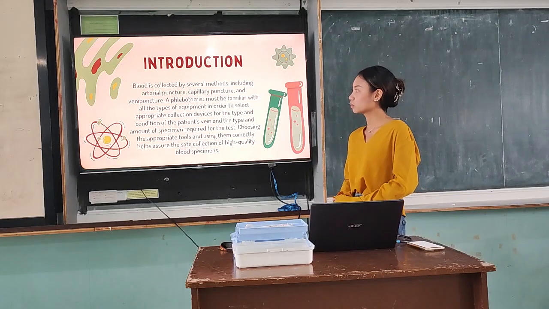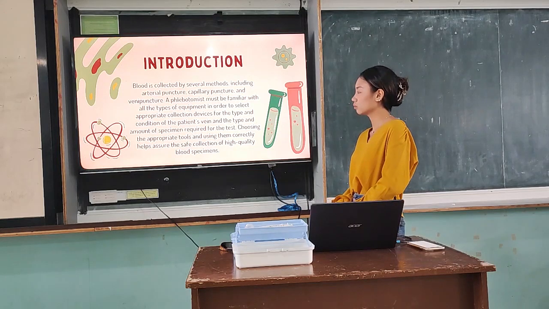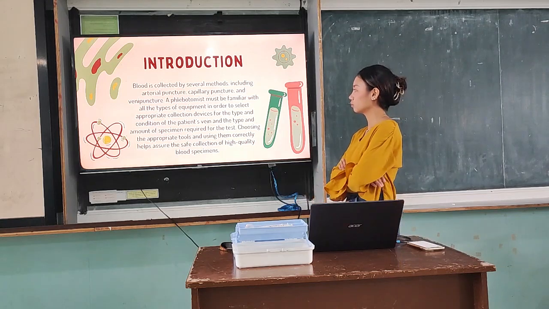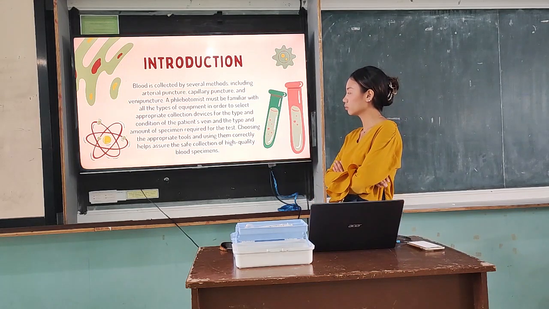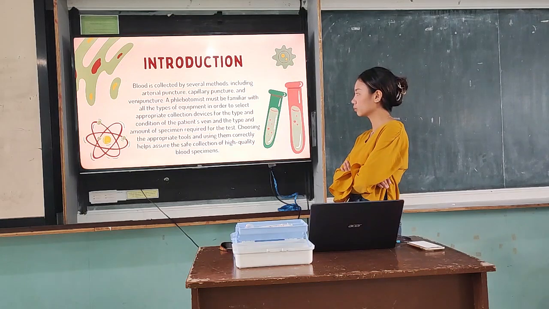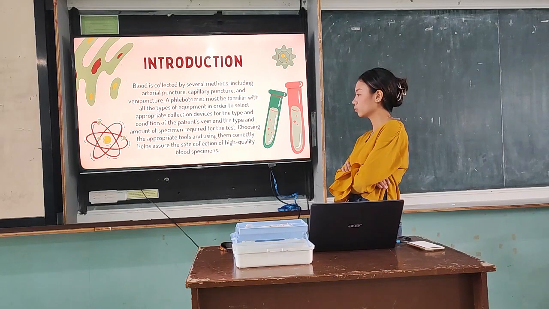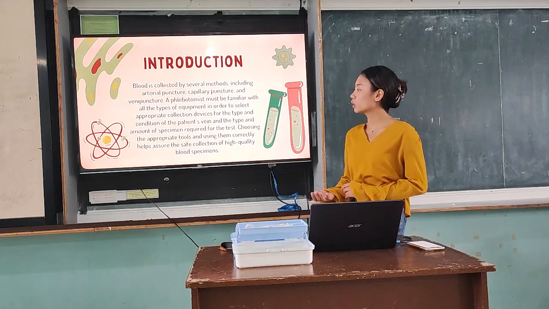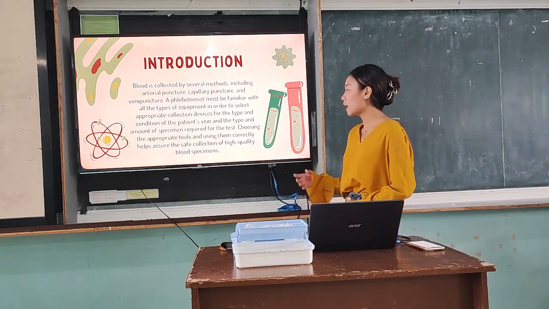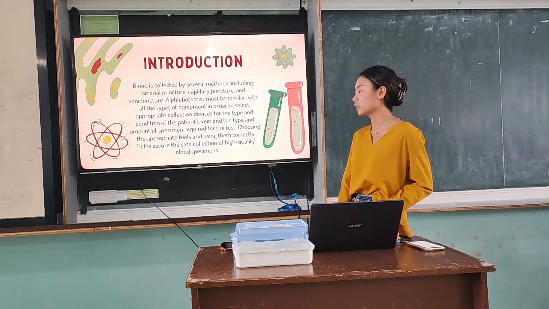Yes, Mr. Gordito. So, blood is collected by several methods, including arterial puncture, capillary puncture, and venipuncture. A phlebotomist must be familiar with all the types of equipment in order to select appropriate collection devices for the type and condition of the patient and the type and amount of specimen required for the test. Choosing the appropriate tools and using them correctly helps assure the safe collection of high-quality blood specimens. So it was stated here that it helps to assure the safe collection of high-quality blood specimens.